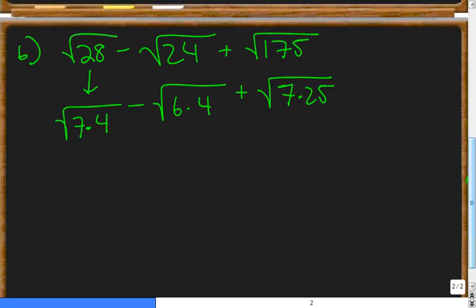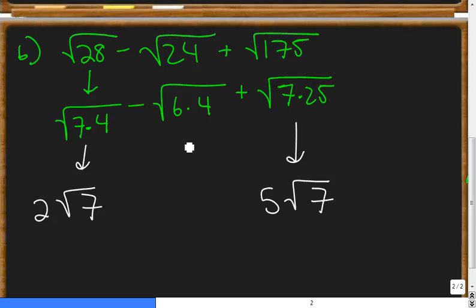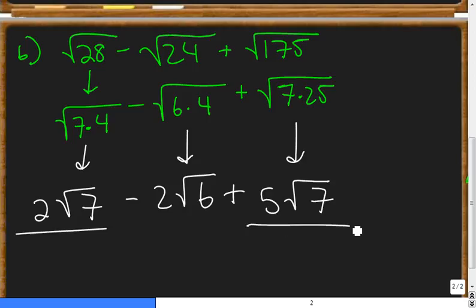All right. So now what we can see is that these actually have something in common with each other. We can call this right here 2 times the square root of 7. This is 5 times the square root of 7. But this we can only say as 2 times the square root of 6. Well, we can't combine that because they're not talking about the same amount. So these two together make 7 square roots of 7, and this is minus 2 square roots of 6.